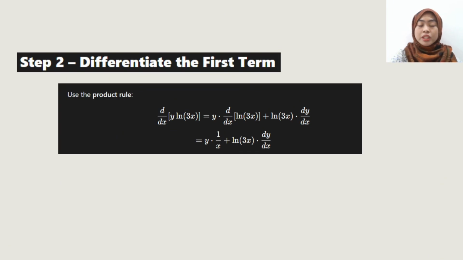Step 2 is differentiate the first term. The first term is y times the natural logarithm of 3x. This is a product of two functions, y and log of 3x. So, we apply the product rule.